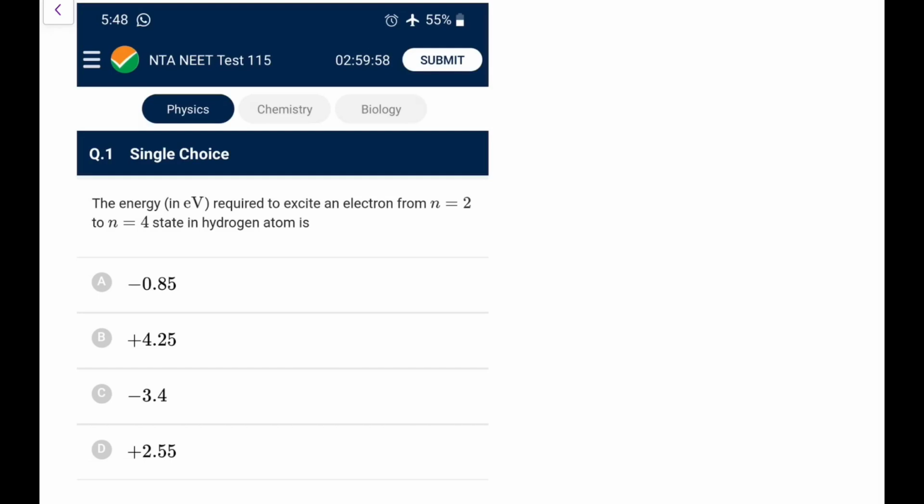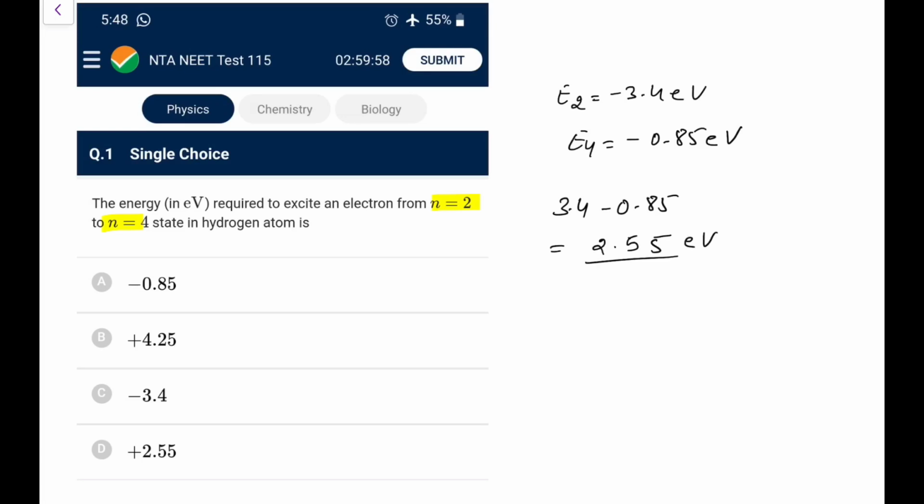Students, first question: the energy required to excite an electron from n equal to 2 to n equal to 4 state. You know this thing, energy of the second state, you remember minus 3.4 eV, fourth state you remember 13.6 by 16, that is minus 0.85 eV. So the difference of the energy, E4 minus E2, practically comes out like this. So this is 2.55 eV. That is going to be the answer. Go for option D here.